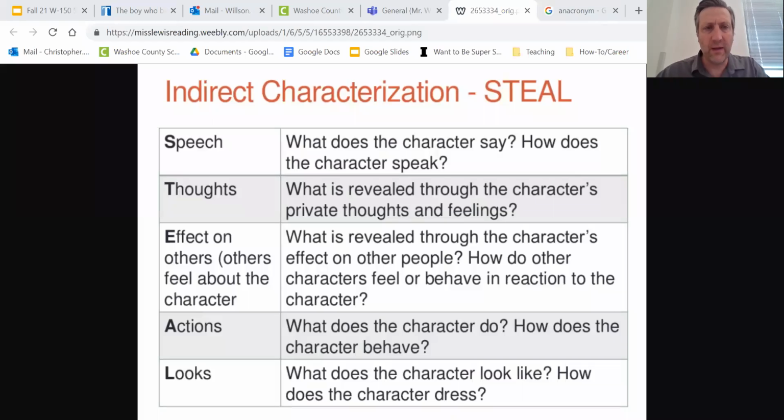The STEAL acronym, let's take a look at that really quickly, where we look at indirect characterization, things that are not obvious, but you can interpret the text so that you can understand what is happening with that character. For instance, you can look at their speech, their thought, their effect on other people, their actions and their looks. All those things let us know things about the character.